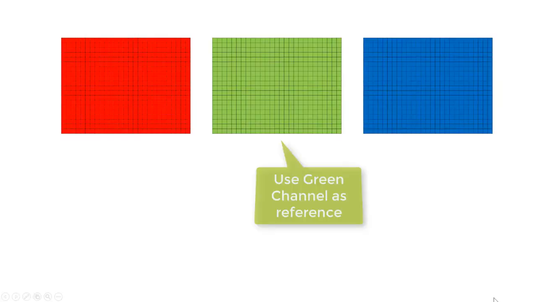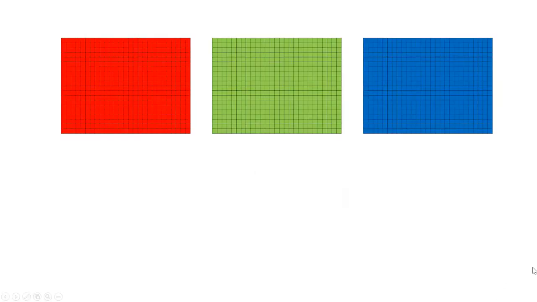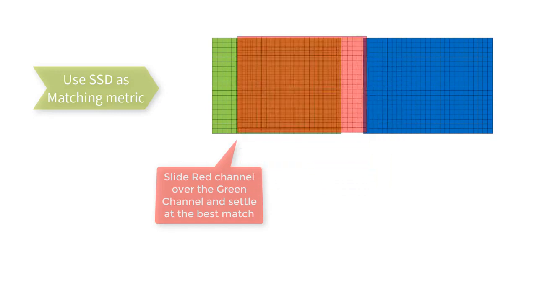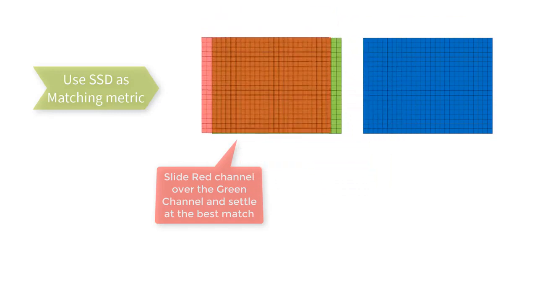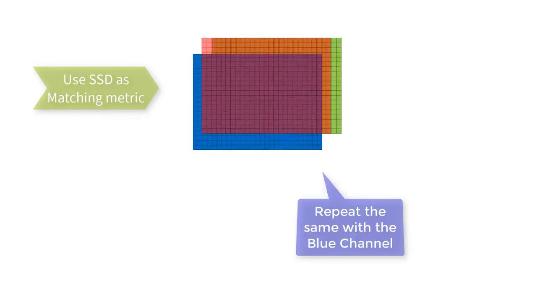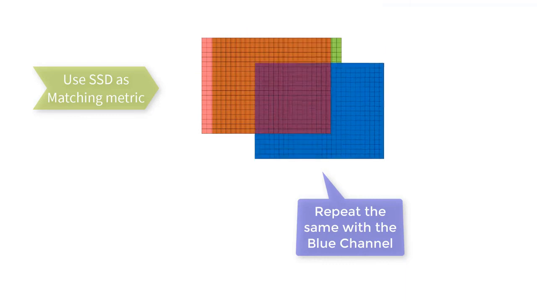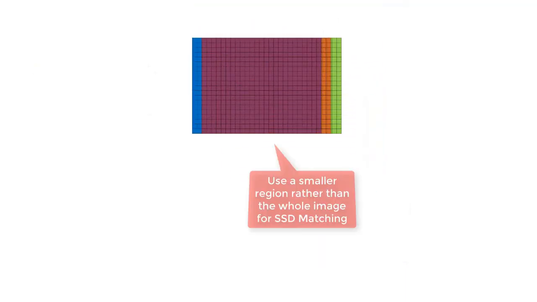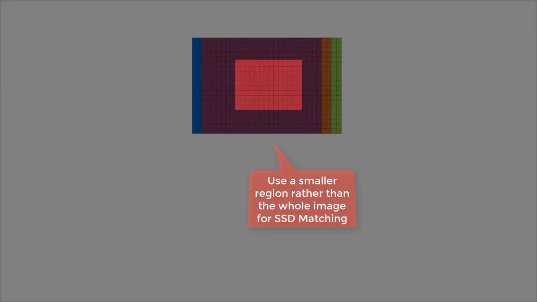Here is a video tutorial that might help you with the programming task. After you successfully split the image into three color channels, you need to fix the green channel as the reference and try to find the X and Y displacement that gives you the best match between the red and green channels. Now you're going to repeat the same with the blue channel as well. Make a note of those displacements in separate variables and use a subregion at the center of the image rather than using the whole image.